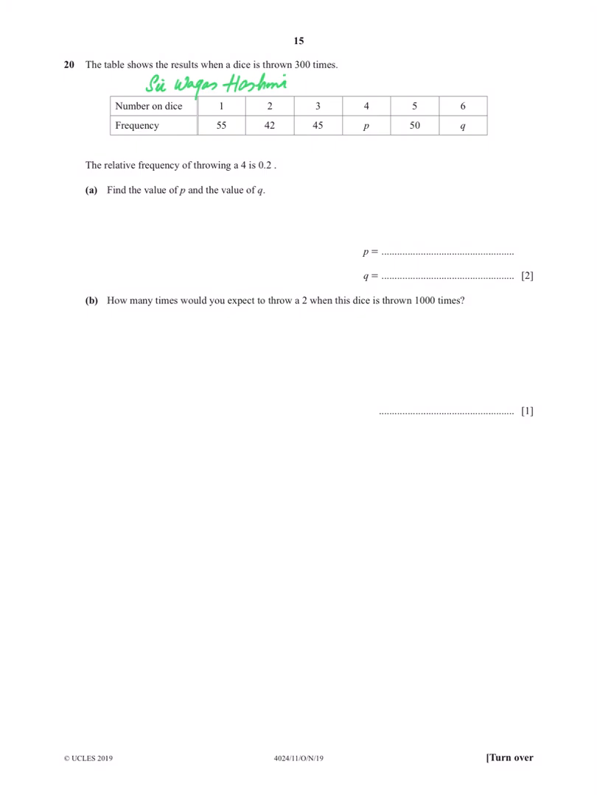Question number 20, the table shows the result when a dice is thrown 300 times. The relative frequency of throwing a 4 is 0.2. Find the value of p and the value of q. So first thing, we need to find the value of p. Now what is the working formula for relative frequency? It is frequency divided by total frequency. So the relative frequency to throw a 4 is 0.2, equal to the frequency of 4 which is p, that is unknown, and the total frequency is 300 as mentioned in the question.